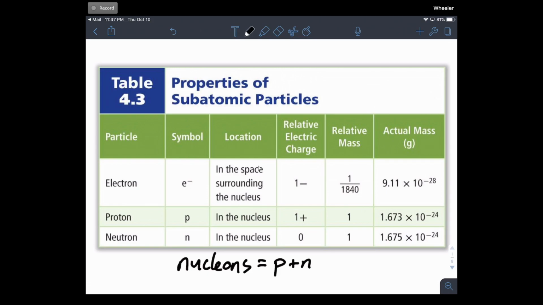The electrons are found in the space surrounding the nucleus, and also different from protons and neutrons, they are much smaller. They're about 1/2000th the size, if we round, of a proton or a neutron. But they do pack a wallop because they have a -1 charge, and they could fully cancel out, even though they're much smaller, the +1 charge of a proton.